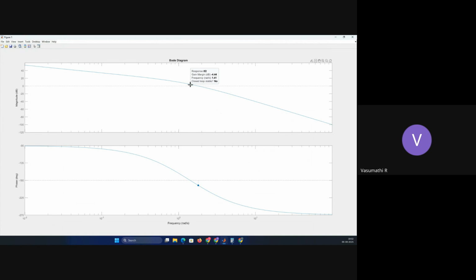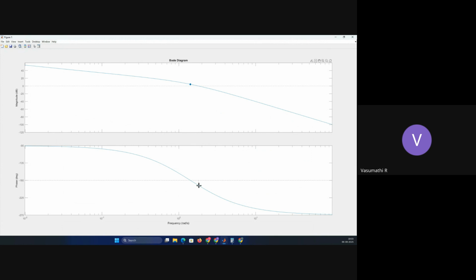We need at least 10 decibels. It is minus 4.44. It's also far. And the phase margin is minus 13. This is also bad. So we need at least 40 degrees, right? So we have to make a compensation here so that we will pull both of these.